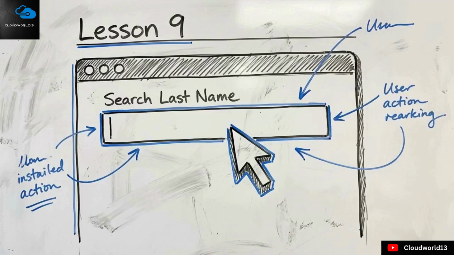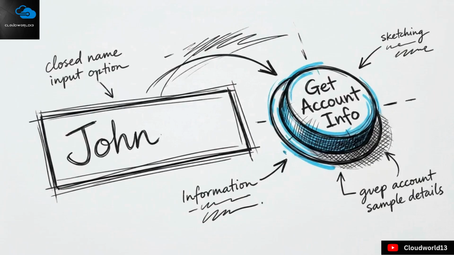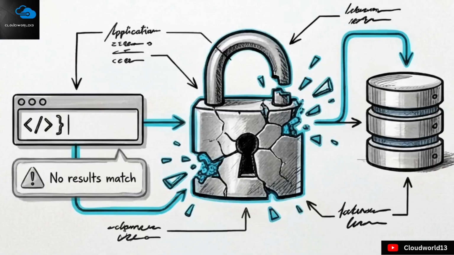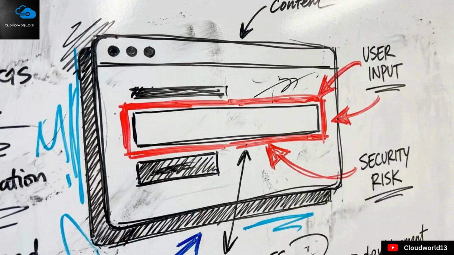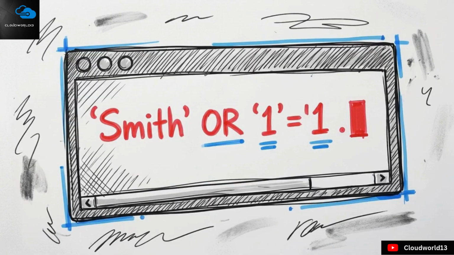Now let's apply this in Lesson 9. First, establish the expected application behavior. If we type a common name like John into the search box and click Get Account Info, the system returns a standard No Results Match message. Now we replace that normal search term with our payload. Type Smith, followed by a single quote, then or 1 equals 1. We are feeding the Boolean logic bypass directly into the text field.